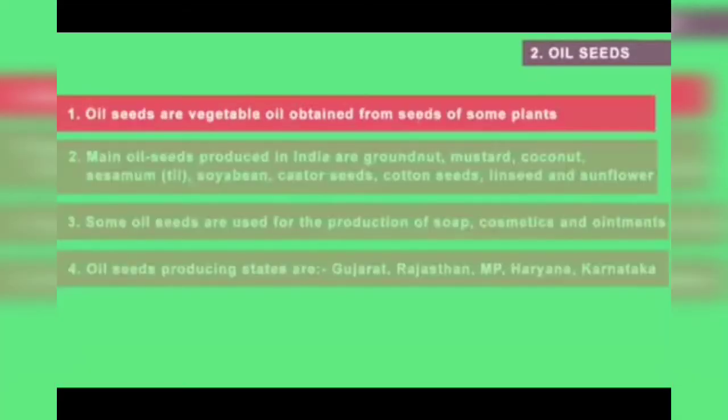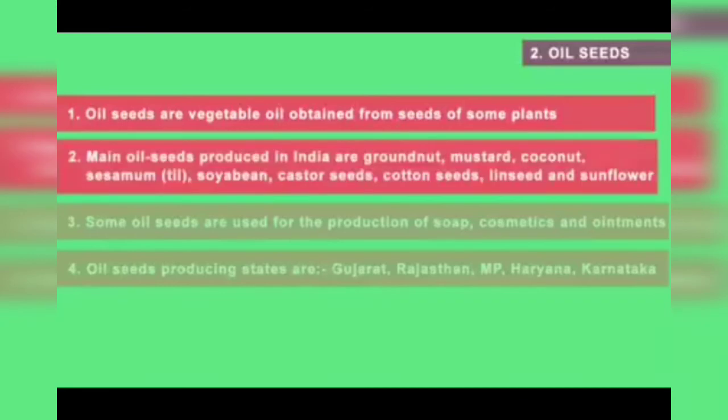And the second type of food crop that is not a grain is oil seeds. They are nothing but vegetable oil, which is obtained from the seed of some plant. You must have heard about sunflower oil, sesame oil or olive oil that we use in our kitchen. These all come from seed oil. So now you know the importance of that. Some of the main oil seeds produced in India are groundnut, mustard, coconut, soybean, castor seeds, cotton seeds, linseed and sunflower. Most of these are edible and used as cooking mediums.